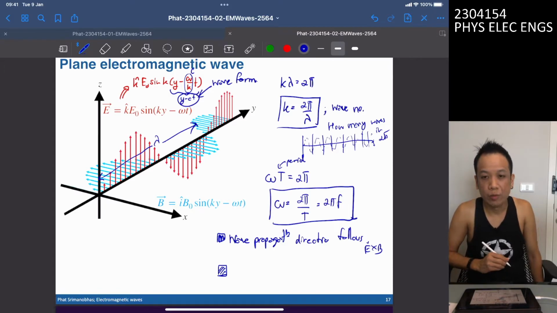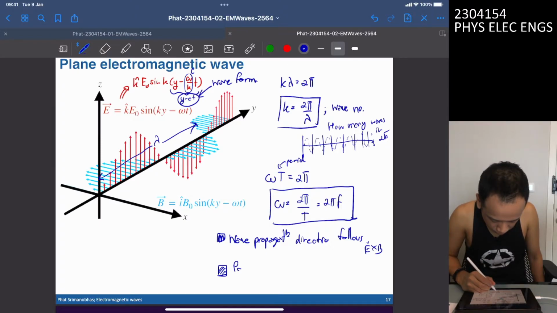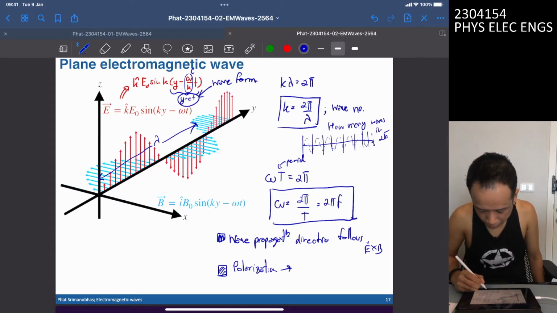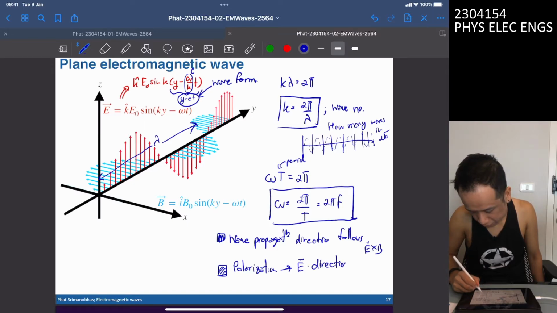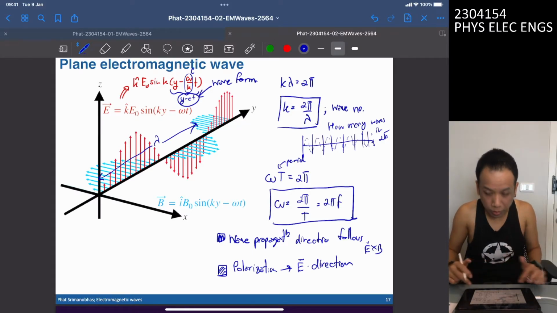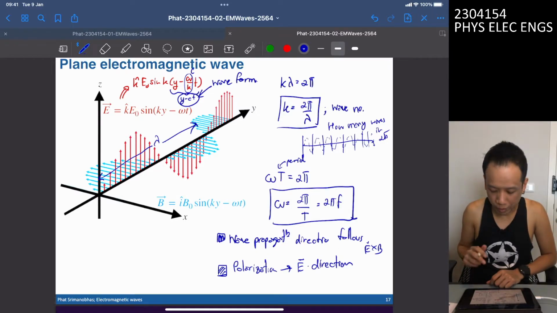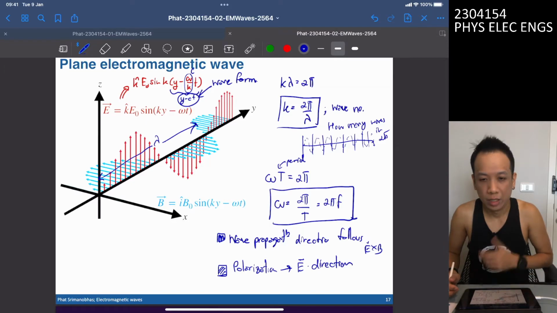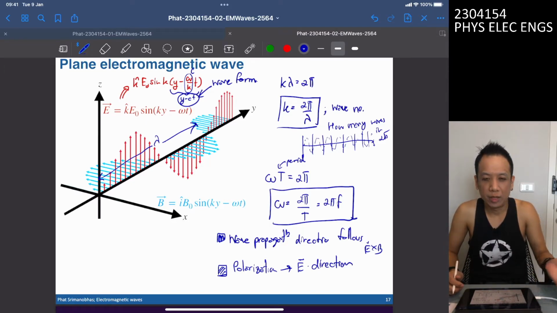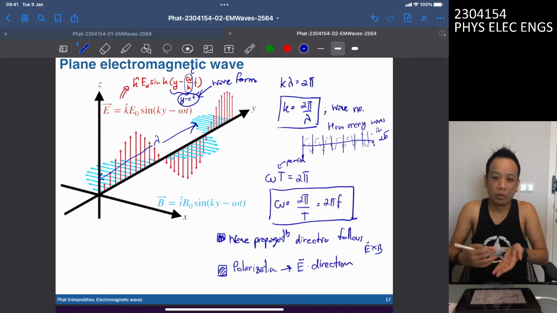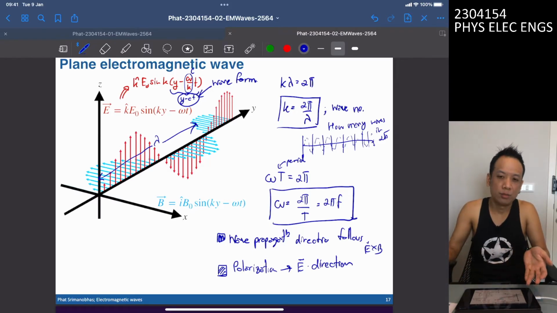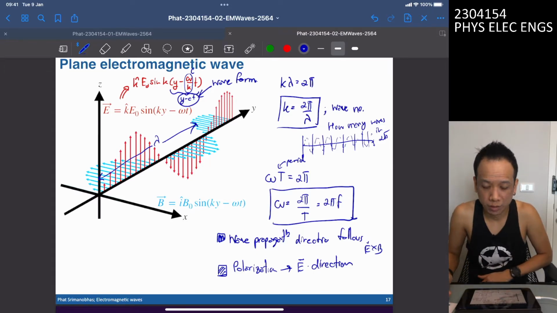Just in case we're going to use this word later: the polarization is basically the direction of E. We don't use it now, but when we talk about polarization, we're talking about the direction of E. If you would like to know the direction of B, it needs to be perpendicular to that. And if you know the direction of propagation, you can reverse engineer back to the direction of B.